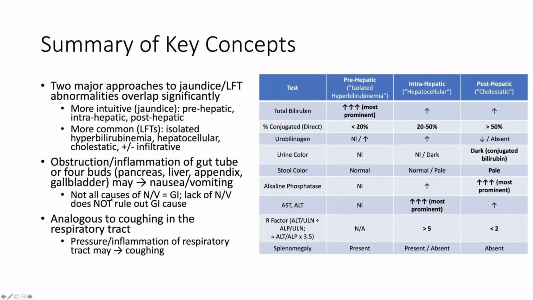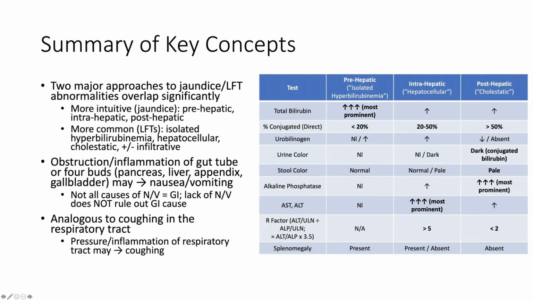Obvious caveats are that not all causes of nausea and vomiting are GI related. There are lots of causes of nausea and vomiting, which we're not going to talk about today. We're just going to focus on the GI causes. But it's useful to know what are the things that can cause nausea and vomiting from the GI. It's also important to note that the lack of nausea and vomiting does not rule out GI causes. So if you don't have nausea, it doesn't mean you can rule out something like hepatitis. That said, it is still a really useful way of thinking about nausea and vomiting.